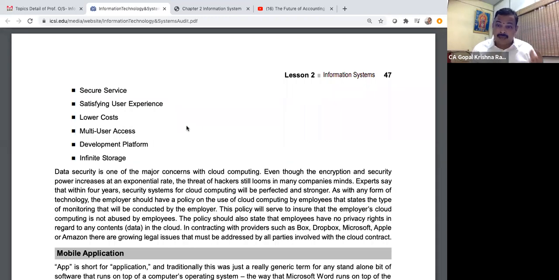That is why your hardware cost should be minimum. Don't spend more on hardware. Spend 10,000, 20,000, and even the government is giving it free of cost.